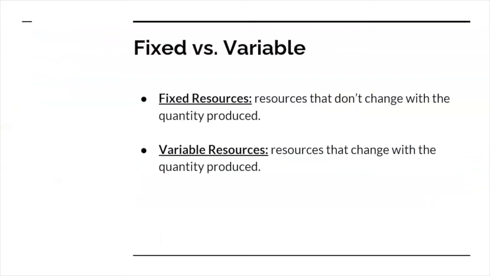Then we're getting into the difference between fixed and variable resources. And so the difference here is fixed resources are resources that don't change with the quantity produced. The amount of these resources are always going to be the same, while variable resources are resources that do change with the quantity produced. All right, so let's come up with an example. Let's say you're running a pizza shop.